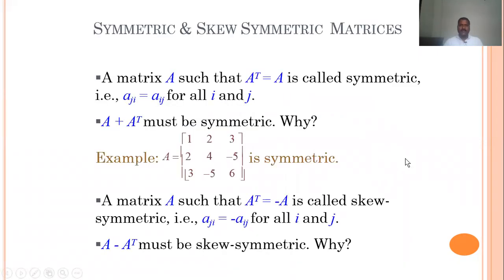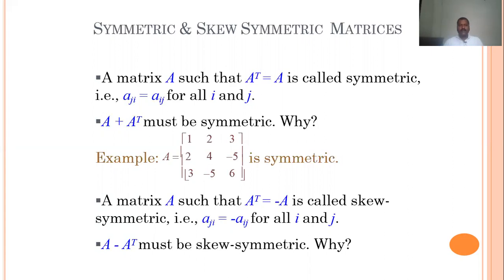Symmetric matrix. A square matrix A is said to be symmetric if its transpose equals itself. That is, A transpose equals A. By transposition, what we mean is you change the rows into columns and columns into rows, and you are going to get back the same matrix. If that happens, then we say that it's a symmetric matrix.